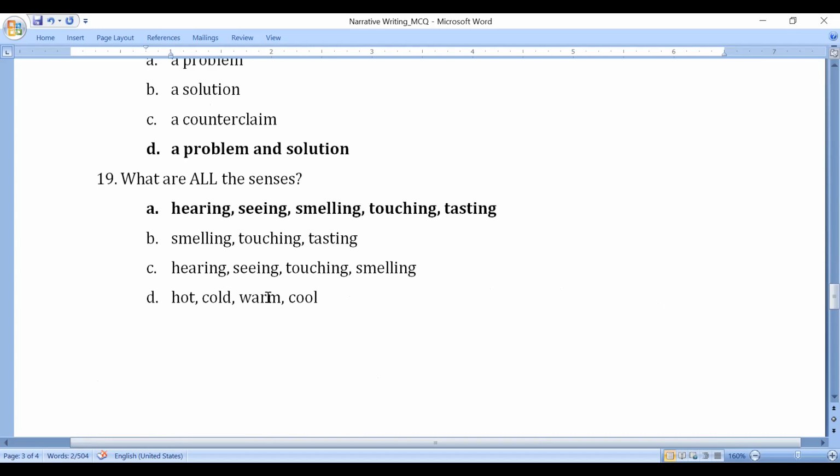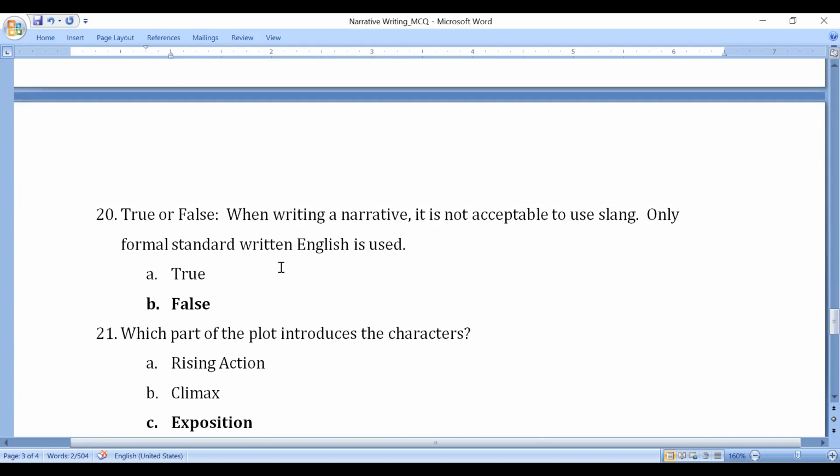What are all the senses? We have 5 senses: hearing, seeing, smelling, touching, and tasting. So the first one is the right answer. It includes all 5 senses.